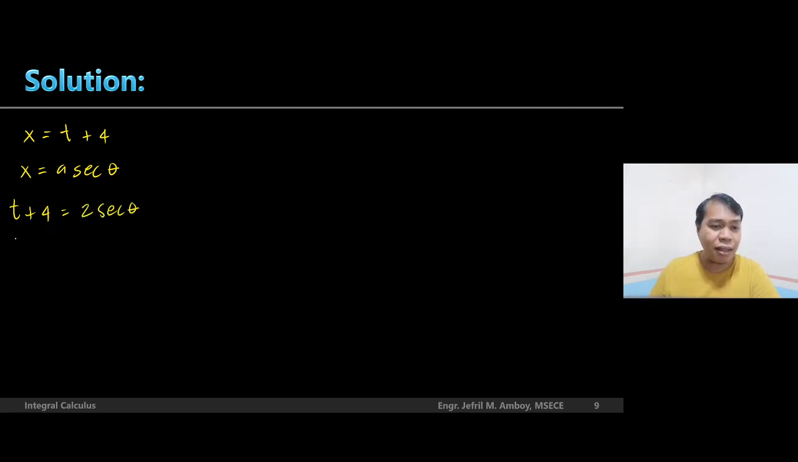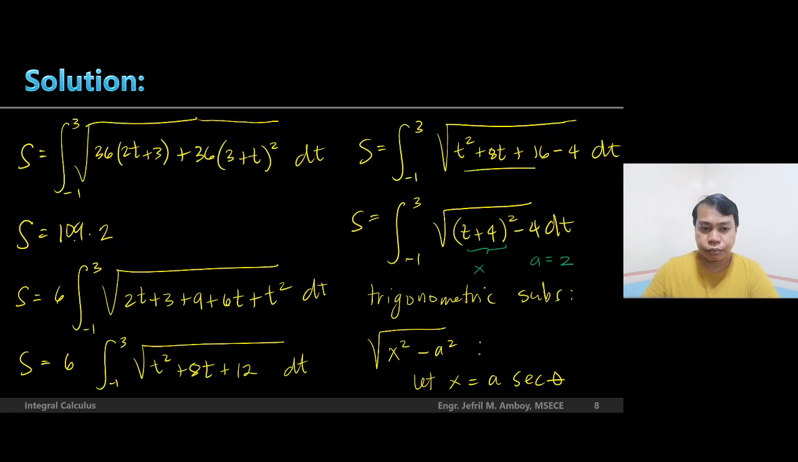Now, we get the derivatives or differentials of both sides. So, here, the differential is dt. And then here, equals 2 times the derivative of secant, which is secant of theta tangent of theta, d theta. Okay. Now, substitute na natin dito.